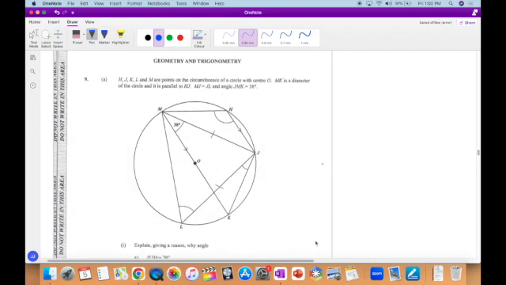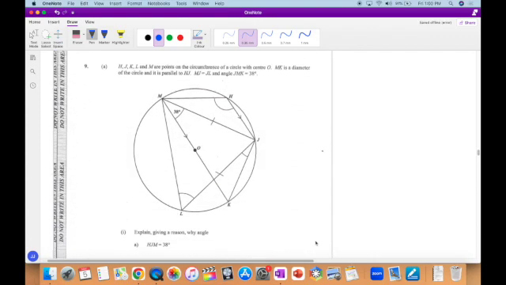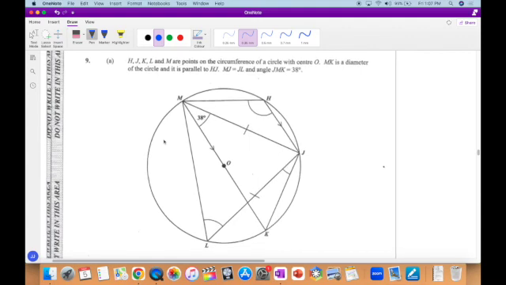Fun question. Ooh, our fan favorite. Okay, so number 9. H, J, K, L, and M are points on the circumference of a circle with center O. MK is a diameter of the circle and it is parallel to, so we see we're dealing with some parallels here. These two lines are parallel. Also note that these two lines are equal. So we could already start to draw some conclusions from these things.